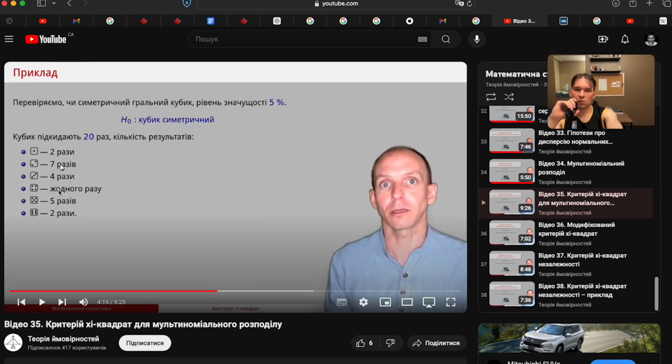So he is covering this example. He's considering 5% significance level. He's saying the basic hypothesis is that our cube is symmetrical. So he did 20 tosses and he got these results. This means 0, no result. And you can see other results for each of the numbers.